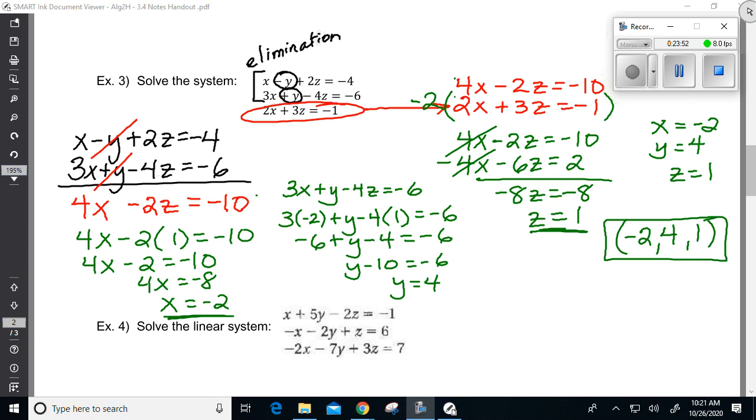Notice with example 3, we never touched substitution. Didn't need to. You could theoretically solve every single one of these problems using elimination and never touch substitution. 3 variable systems, I will never tell you which way you have to solve it. It's complex enough as it is, so I'll let you figure that out yourself.